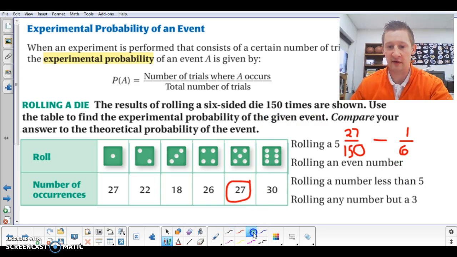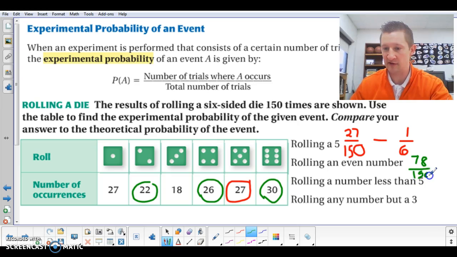The next one, rolling an even number. Well, theoretically that probability would be 1 out of 2, but experimentally, according to this experiment, we've got 22 2s and 26 4s and 30 6s. Those are all the even numbers that came up when we actually did the experiment. So let's see, that's 48 plus 30. It's going to be 78 out of 150. And again, you can reduce that fraction and compare it to the theoretical probability, which would be, again, 1 out of 2. So this is obviously not 1 out of 2, because 1/2 would be 75 out of 150. So it's close, but not quite.